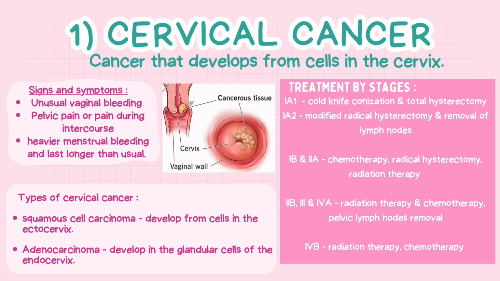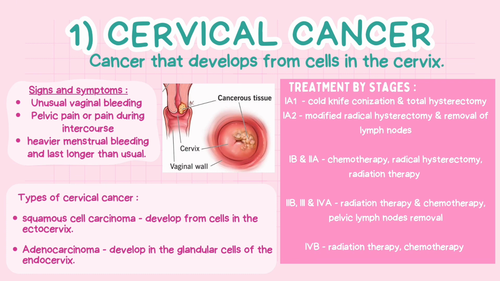Here are some of the treatment by stages for cervical cancer. For stages 1 and 1 is called nerve conization and total hysterectomy, which is the surgical removal of the uterus and cervix. For stage 1 and 2 is modified radical hysterectomy and removal of lymph node.